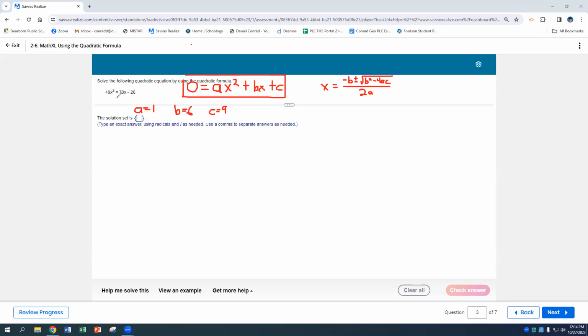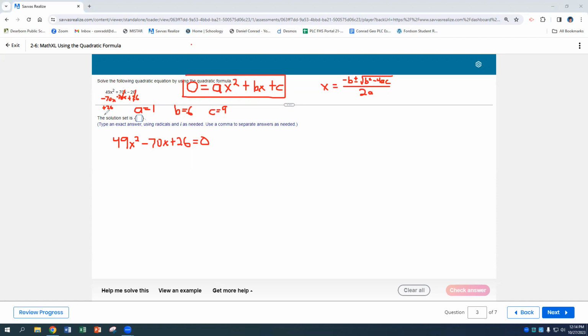Okay, so I'm going to subtract 70x on both sides, and I'm going to get 49x squared minus 70x, and then plus 26 equals 0, right? I need to subtract 70x from both sides, and I need to add 26 to both sides. So these are going to cancel and give me 0 on the right. And then I get 49x squared minus 70x plus 26.